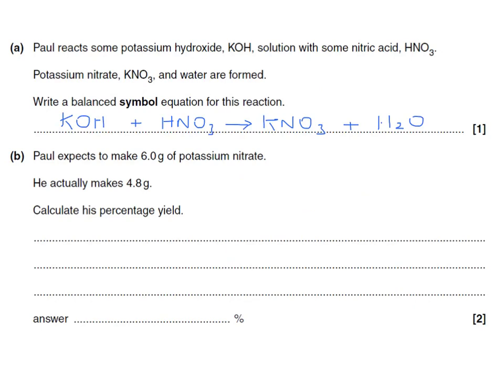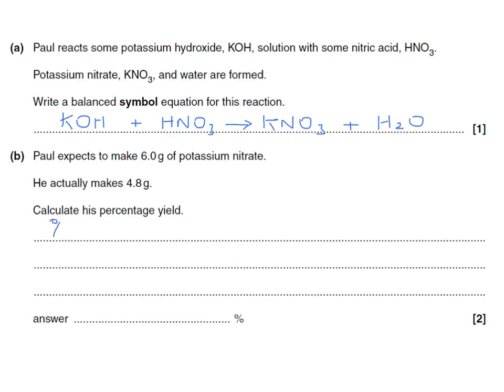And then we look to see whether it is balanced, because we're asked for a balanced symbol equation. So 1 K on each side, 4 O's, 4 O's, 2 H's, 2 H's, 1 N, 1 N. So yes, it balances. Next part, Paul expects to make 6 grams of potassium nitrate. He actually makes 4.8, so calculate his percentage yield. Usually you're given 1 mark in case you don't get the correct answer, 1 mark for the correct equation.